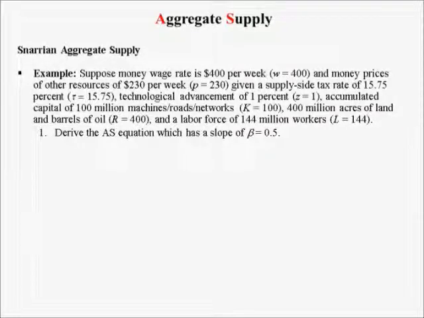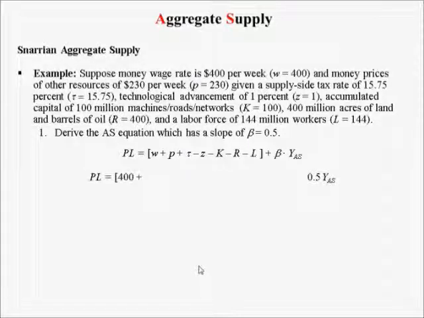Suppose nominal wages are $400 per week. Nominal prices of other production inputs are $230 per week. We have a supply side tax rate of 15.75%. Technology known to man is 1%. Accumulated capital of 100 million machines, roads, and networks, 100 million acres of land and barrels of oil, and a labor force of 144 million workers.